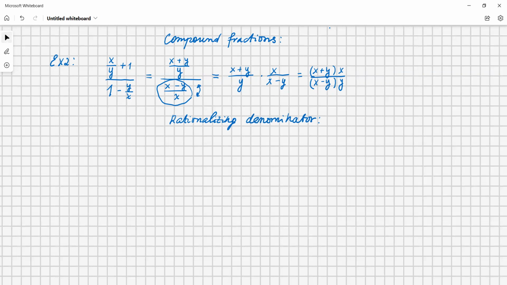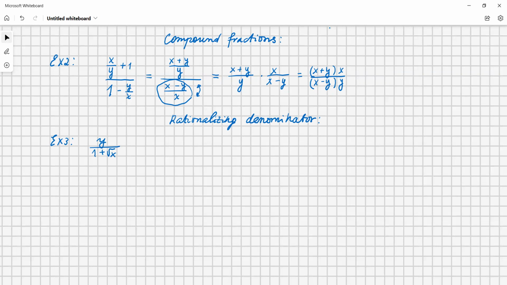For example, we have a fraction. I'm going to call it example number 3. We have a fraction which looks like this: y over 1 plus square root of x. Why is this denominator non-rational? Well, the reason is because we have a square root in denominator. Square root in denominator is a non-rationalized denominator.